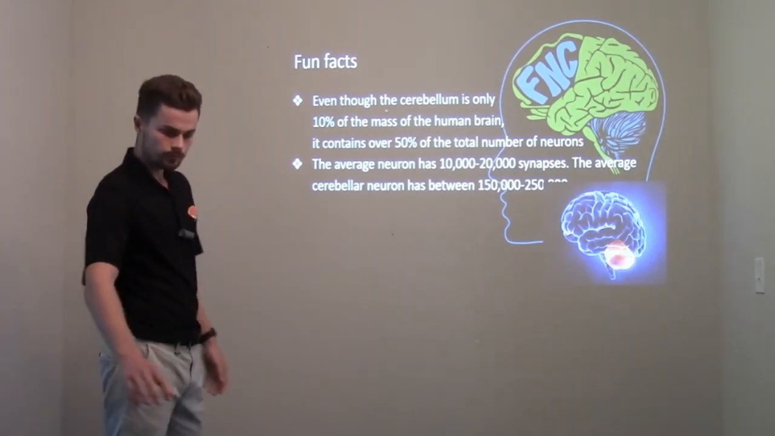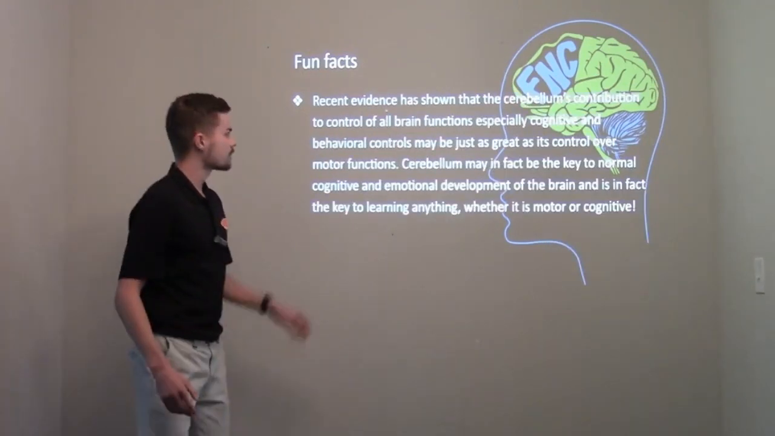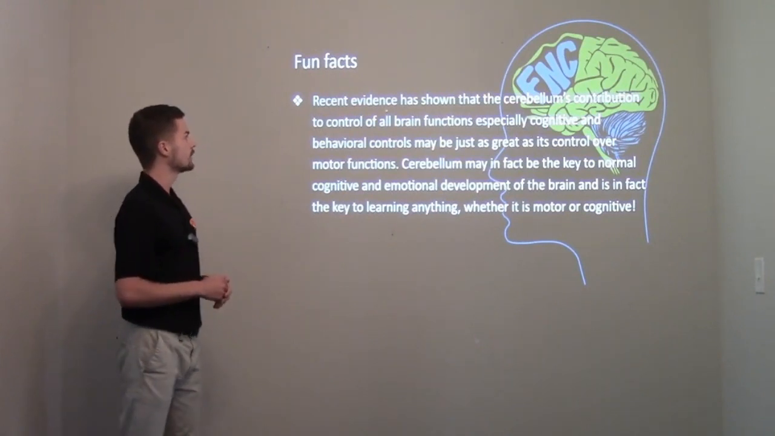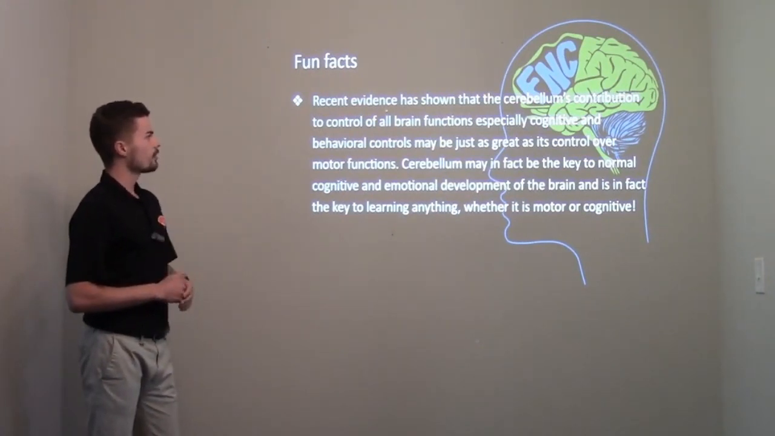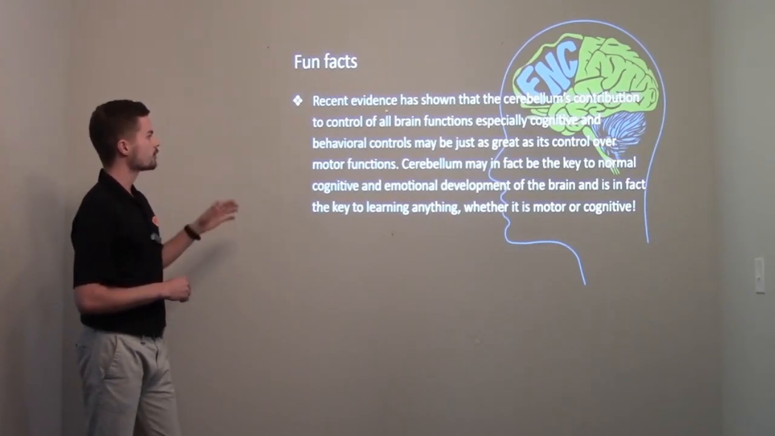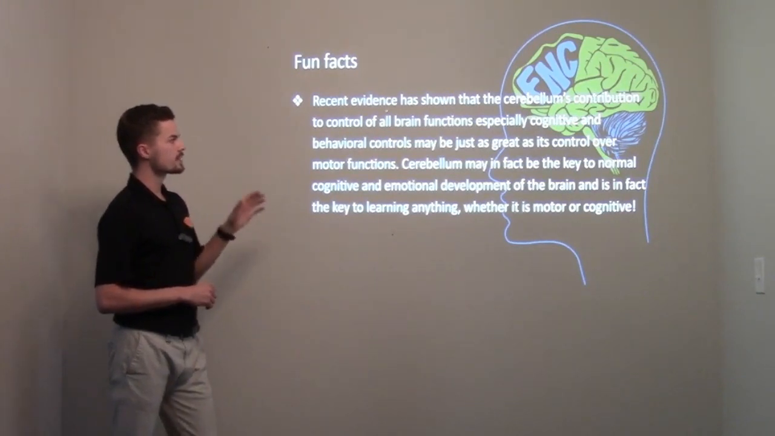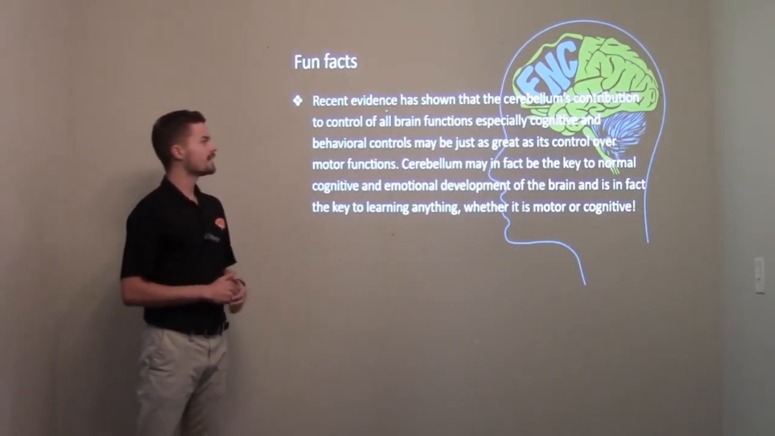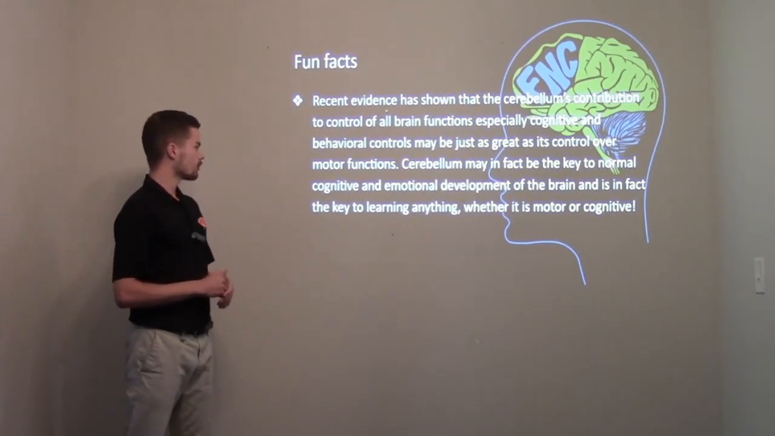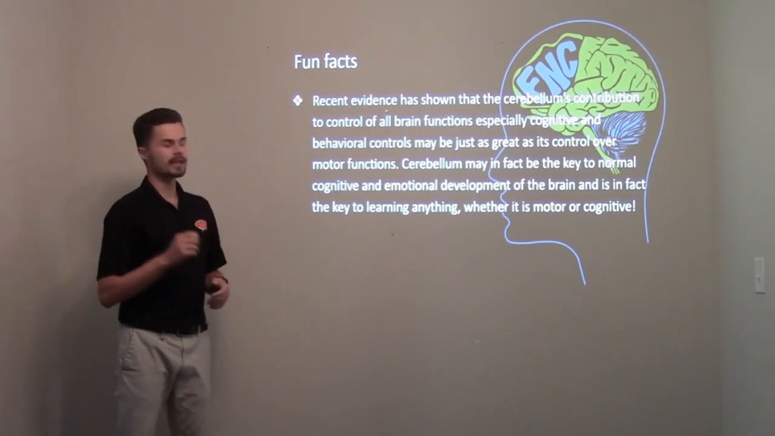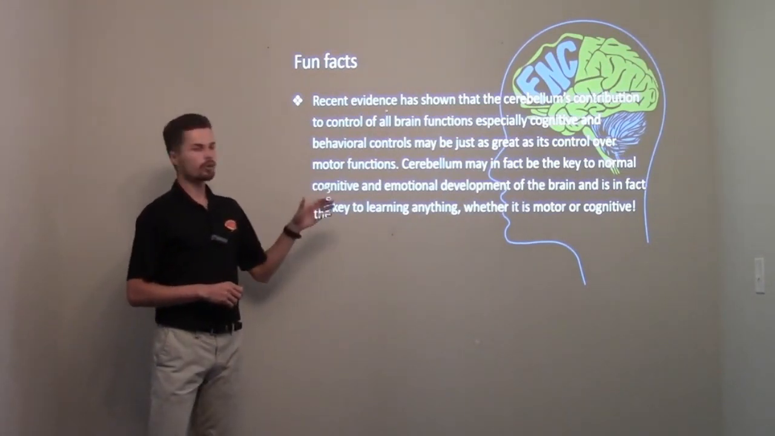Okay? All right. So this is a lot of text, but it's such an important point that I want to read it out for you. Recent evidence has shown that the cerebellum's contribution to control of all brain functions, especially cognitive and behavioral controls, may be just as great as its control over motor functions. So the cerebellum may in fact be the key to normal cognitive and emotional development of the brain, and is in fact the key to learning anything, whether it is motor or cognitive.